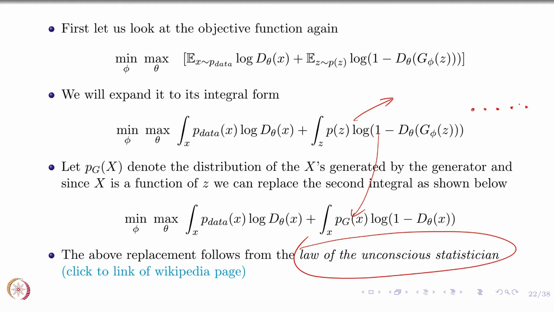Now given a z, is g phi of z a deterministic function or a random function? A deterministic function. I'm going to pass it through the neural network. For a given z, I'm always going to get the same x no matter how many times I pass it. So from the z domain to the x domain, what kind of a function do I have? Many to many, one to many, one to one, or many to one? Can two different z's give me the same x?